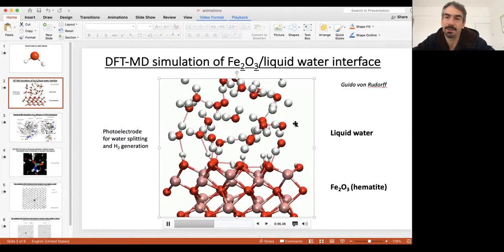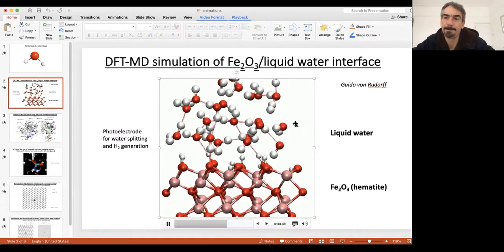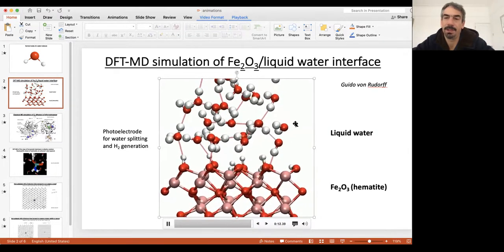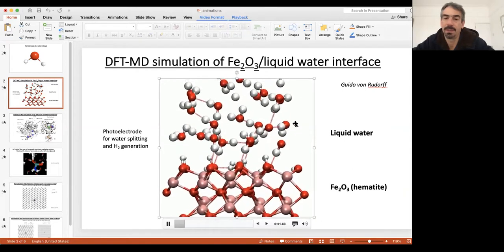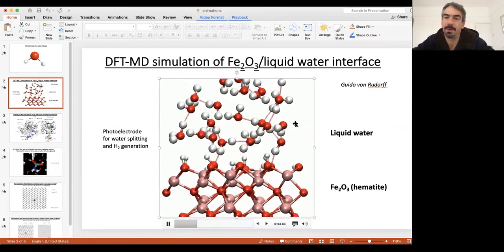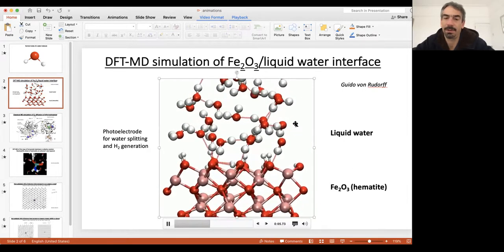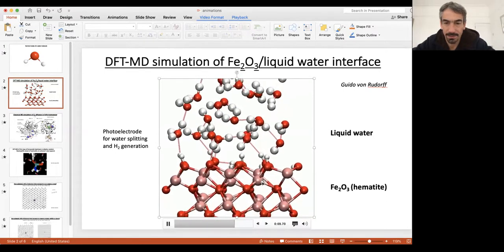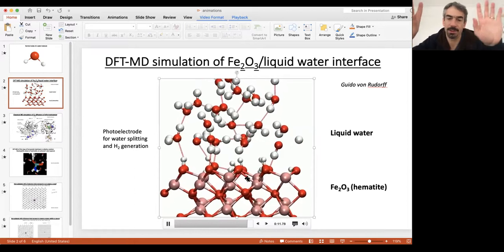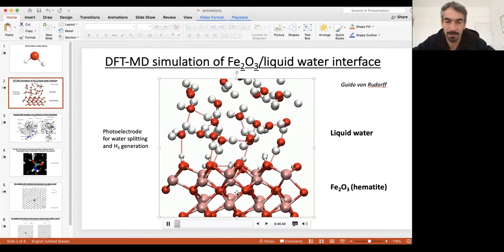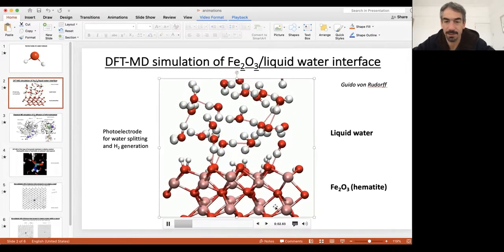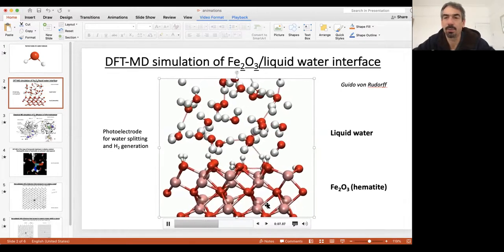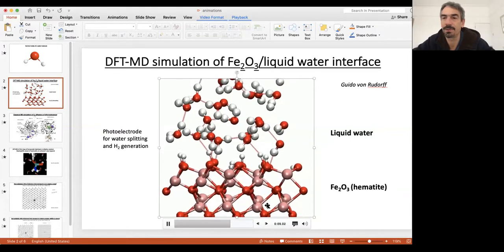In this case, you are using a density functional that is quite expensive, because hematite forms antiferromagnetic layers. So basically, like this layer here that you see, the top layer, each iron has 5 spins up, and then the next layer, each iron has 5 spins down. And you cannot treat this properly with GGA functionals, for instance, or with LDA.